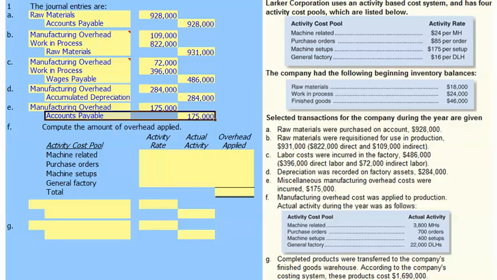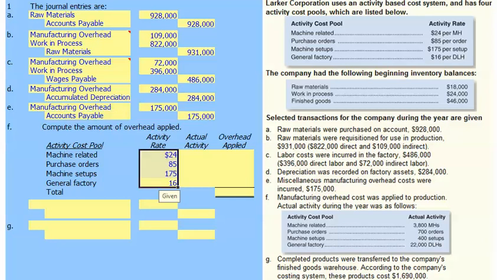In letter F, we're told that manufacturing overhead cost was applied to production using our actual activity rates during the year. And we're given our actual activity rates that we calculated up above, our predetermined overhead rates. Were $24 per machine hour, $85 per order, $175 per setup, and $16 per direct labor hour. Our actual activity levels are given down below. We've got 3,800 machine hours, 700 orders, 400 setups, and 22,000 direct labor hours.